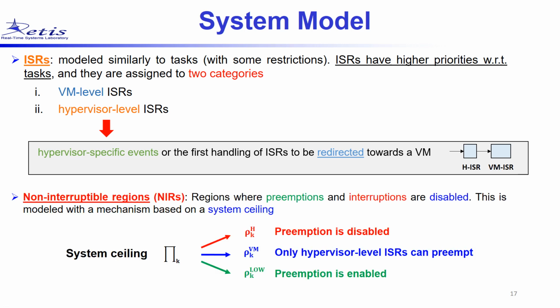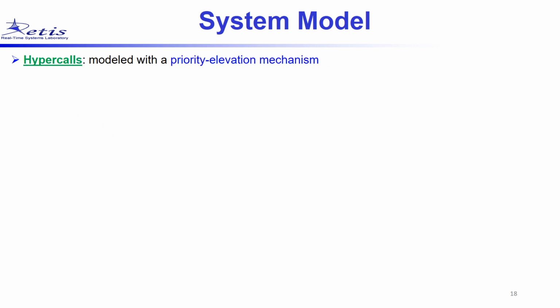Then we modeled non-interruptible regions where preemptions and interruptions are disabled. This is modeled with a mechanism based on a system ceiling. Depending on the value of the system ceiling, preemptions are disabled, or only hypervisor-level ESRs can preempt, or preemption is enabled.